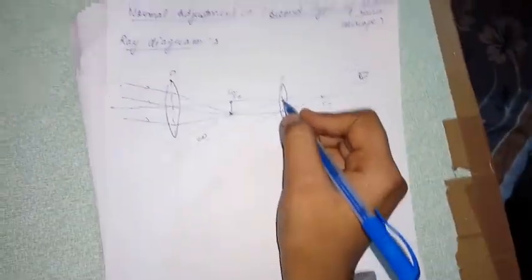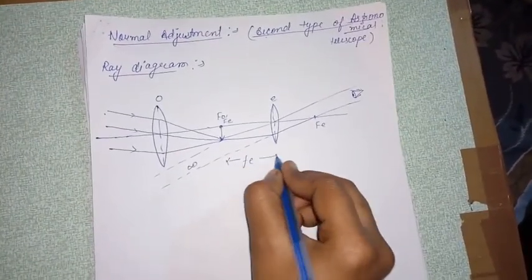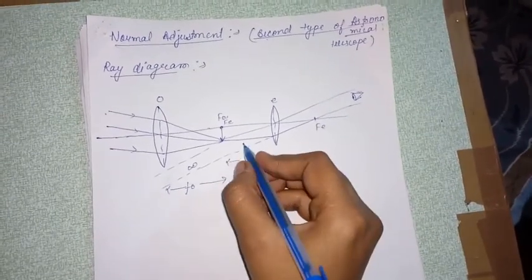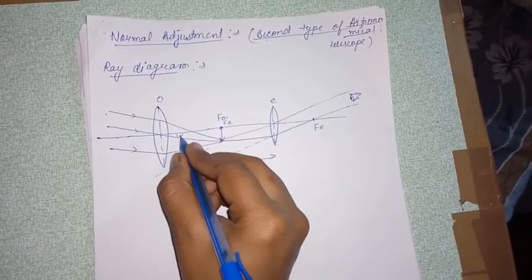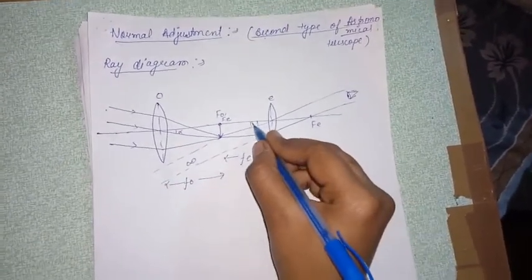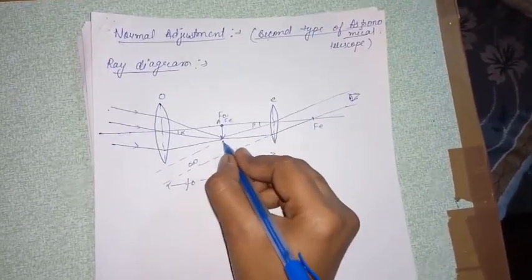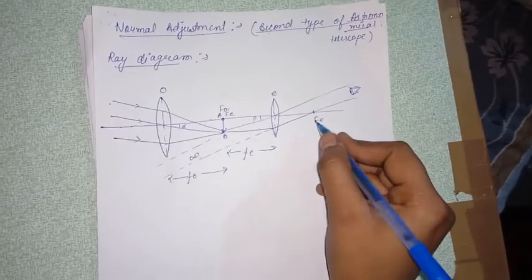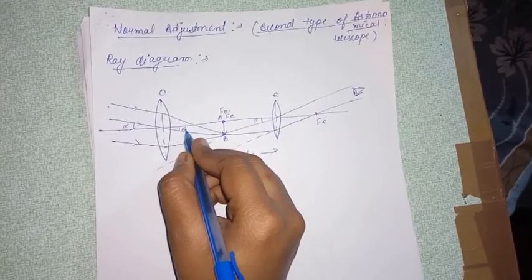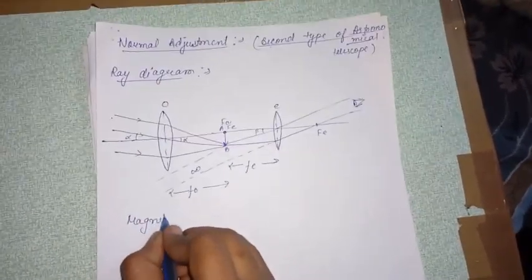So now we will name them. This is Fe and this is F0, and this is the angle alpha, the angle subtended by the object, and this is beta, the angle subtended by the image. We name it as AB, and now here it is alpha, then it is also alpha. Okay, now we will calculate its magnifying power.